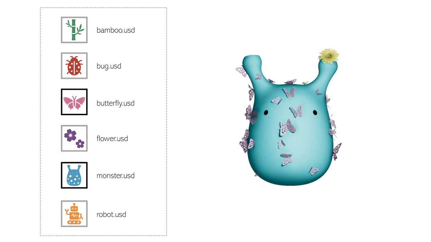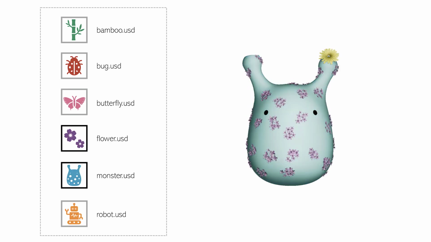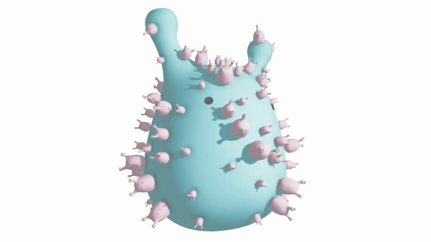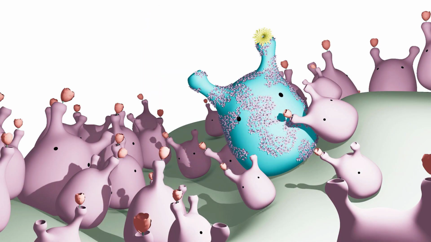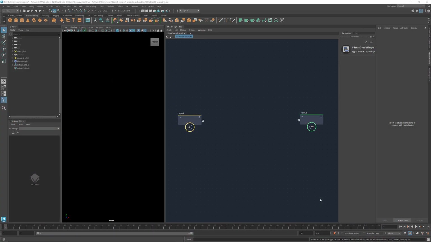A great feature of USD is that you can use it to build a library of assets and reference them at any time, make modifications without changing the original files, and build complex scenes efficiently. The link to all the USD files referenced in this tutorial is included in the description. Without further ado, let's get started.